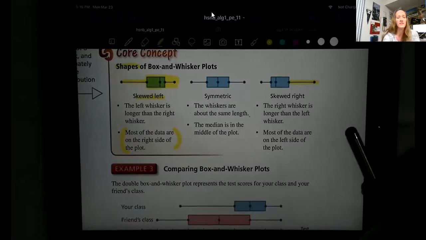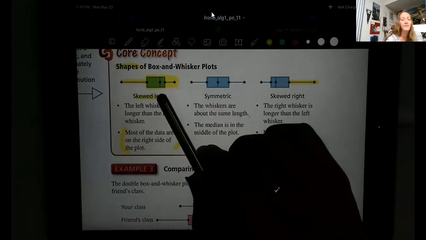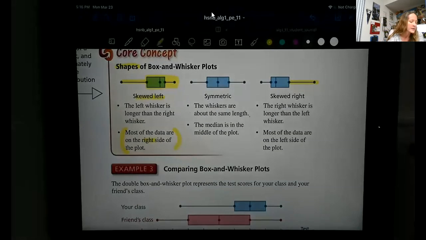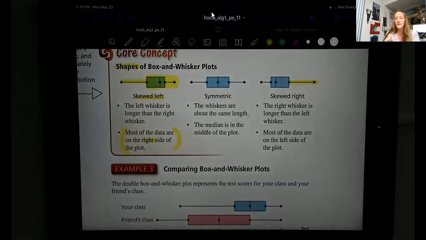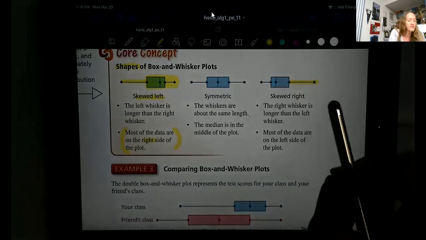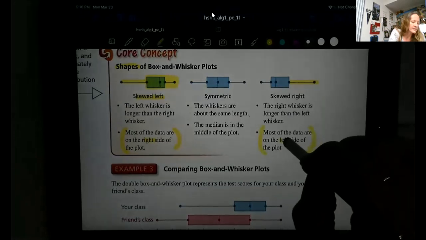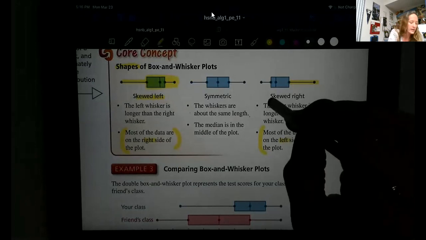So skewed left is a little bit weird, but if it's skewed left, most of the data is on the right. And then similarly, skewed right, you're just kicking the other way. So I'm kicking right, but most of my body is over here on the left. Same thing over here with skewed right. Most of the data is on the left-hand side whenever it is skewed right.